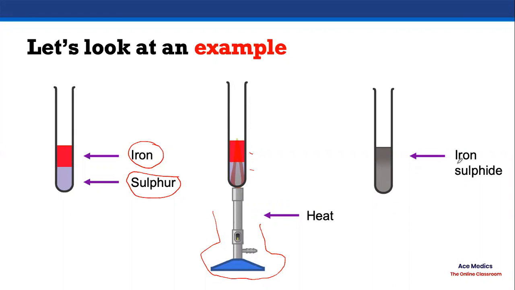And then we will form iron sulfide, okay? So in this case, our reactants in this chemical reaction will be iron plus sulfur, because iron and sulfur is what we're putting into the reaction, okay?